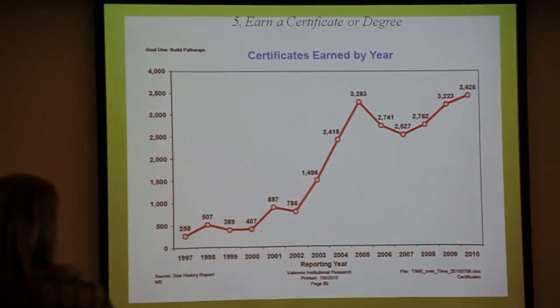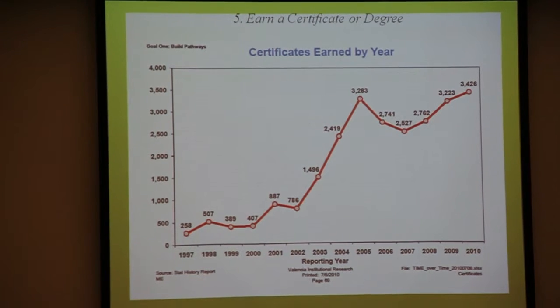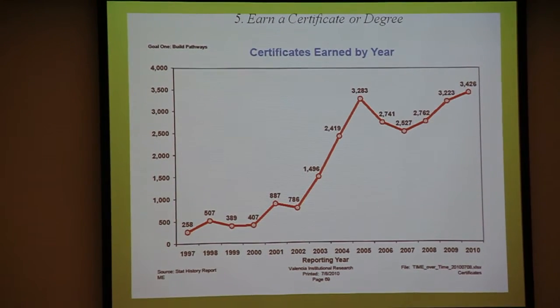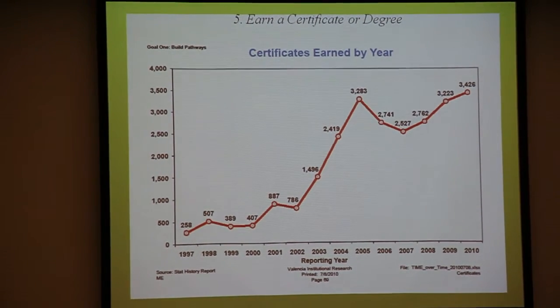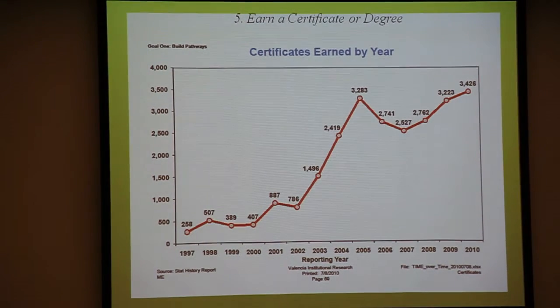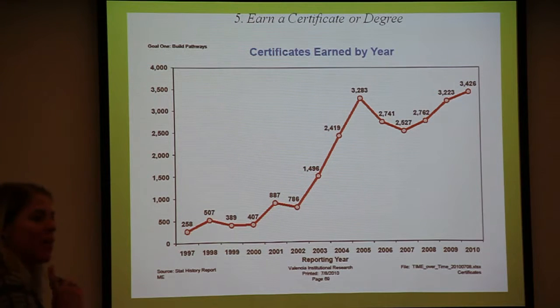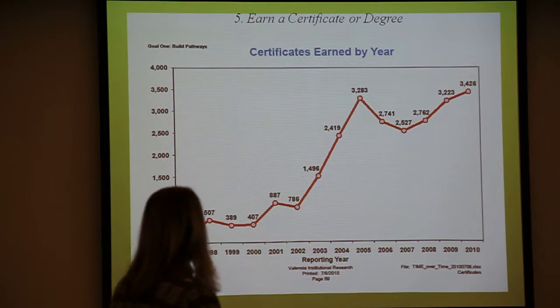We often love looking at the 05 blip and go, whoa. Look at 05. We have tried to figure out what that was. We still don't know. Somewhere in 05, a bunch of people decided they were going to get a certificate. We don't know. That would be called an outlier, because we have no idea.